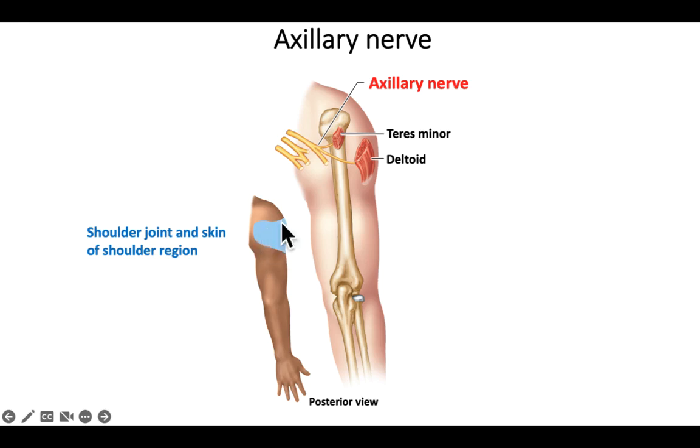It also innervates the joint. So that's important if you're getting any kind of shoulder surgery. There's anesthesia in which they can block this nerve. So they can inject the anesthesia so when they're doing the surgery, none of those sensory signals can get through that axillary nerve coming from your shoulder joint.